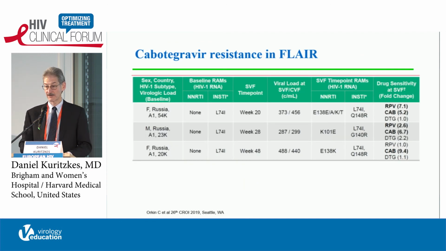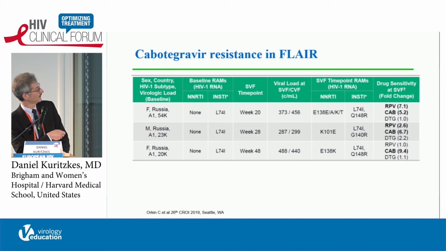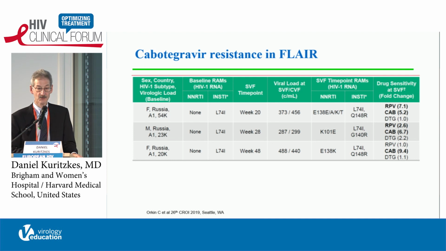In addition, in the cabotegravir studies, particularly in participants from Russia, this slide is incorrect. These are not A1 subtypes, these are A6 subtypes, but the 3 people who had virologic failure in FLAIR were all participants with the A6 subtype virus, all had polymorphism at position 74 in integrase prior to the study, and all 3 developed additional integrase inhibitor mutations at position 140 or 148. Whether this polymorphism potentiates the emergence of resistance or not is something that is under active study.